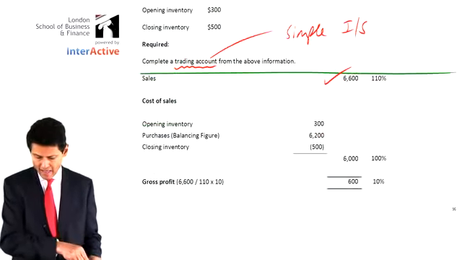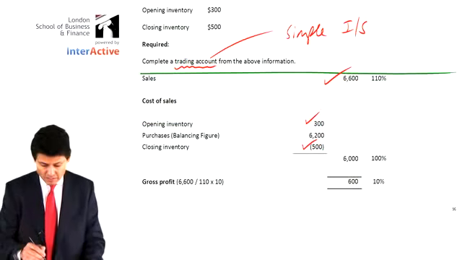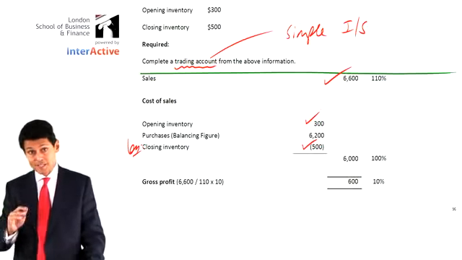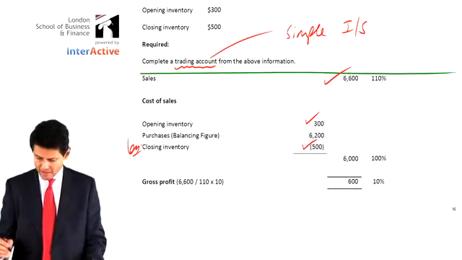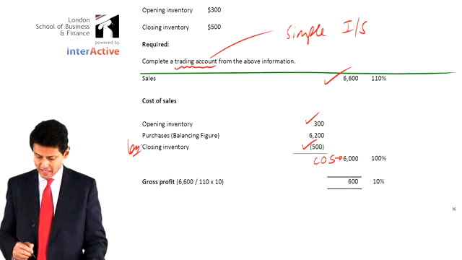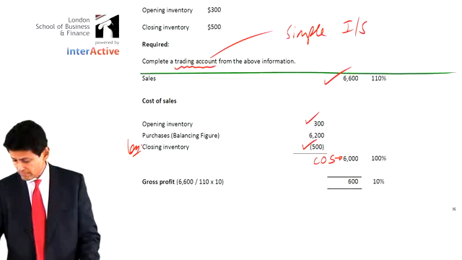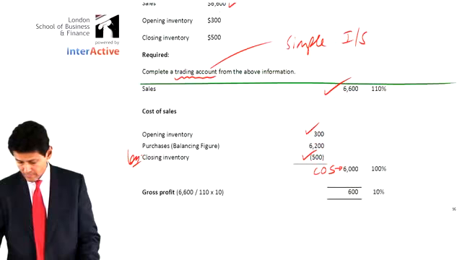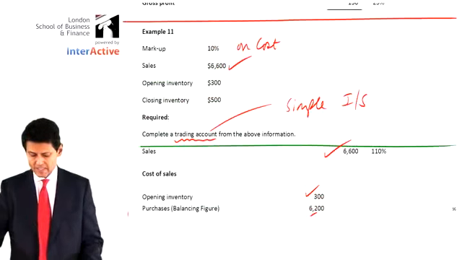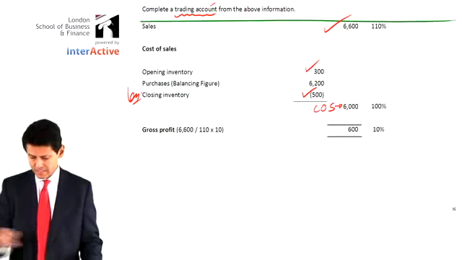So let's put in whatever we can. Opening is 300, the closing is 500, obviously less closing inventory. Opening plus purchases less closing inventory gives you the cost of sales. So this figure here, of course, is cost of sales, this little number here. Now, what we're going to do is to say that if our, let me just take you back for a second. If the markup is said to be 10% on cost, the selling price can be worked out as being 110.